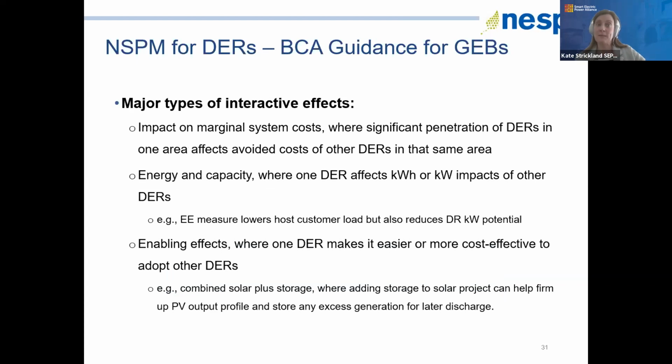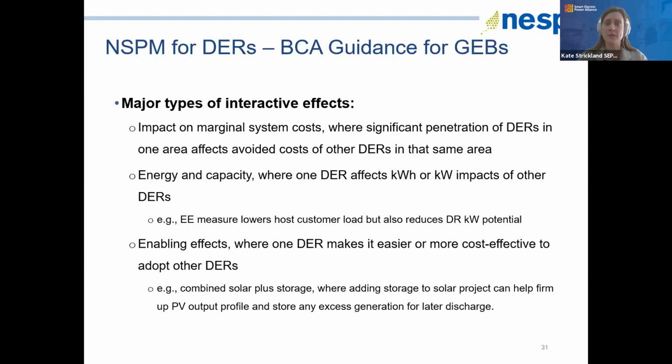I wanted to highlight the major types of interactive effects here. As you can see, we will discuss it a little bit more with the illustrative GEB case study. So, setting the stage here, there are three major types of interactive effects at play. We have the impact on marginal system costs. This is the idea where significant penetrations of DERs in one area could potentially affect avoided costs of other DERs in the same area. And this impact is relatively small for GEBs unless you have high deployment.